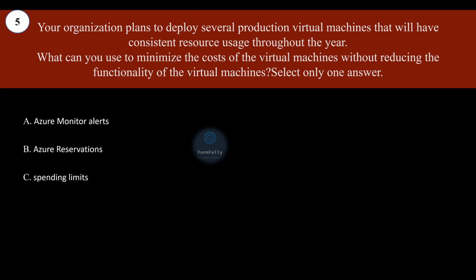Question 5. Your organization plans to deploy several production virtual machines that will have consistent resource usage throughout the year. What can you use to minimize the cost of virtual machines without reducing the functionality of the virtual machines? Select only one answer. Options are Azure Monitor Alerts, Azure Reservations, Spending Limits. And the correct option is B, Azure Reservations.